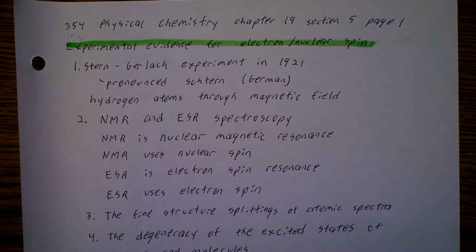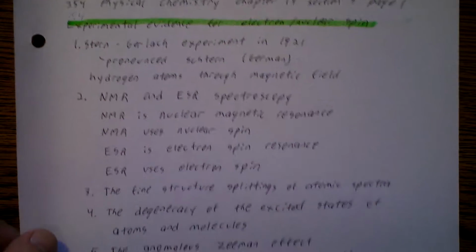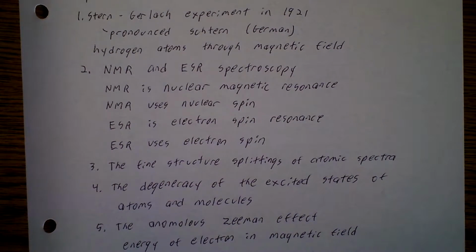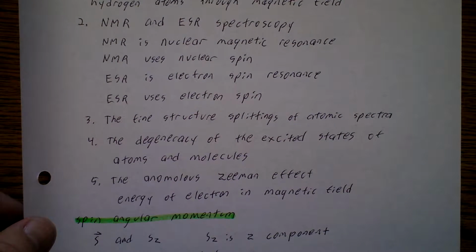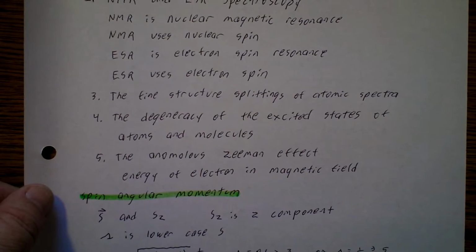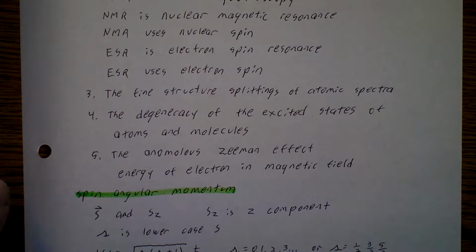Two, NMR and ESR spectroscopy. NMR is nuclear magnetic resonance. NMR uses nuclear spin. ESR is electron spin resonance. Obviously ESR would use electron spin. Three, the fine structure splittings of atomic spectra. Four, the degeneracy of the excited states of atoms and molecules. And five, the anomalous Zeeman effect, where the energy of the electron is in a magnetic field.